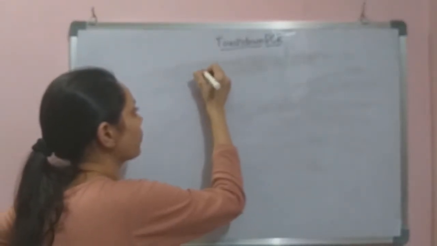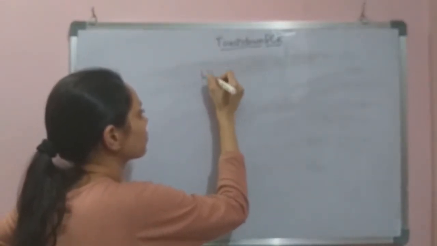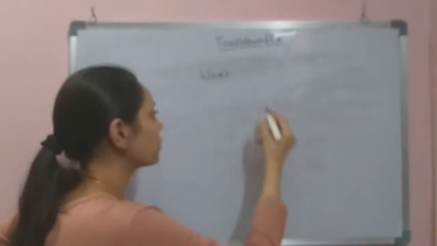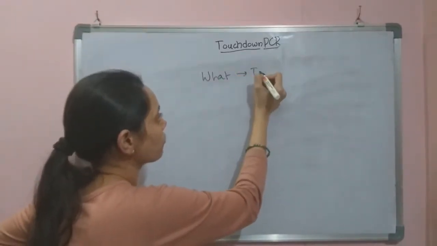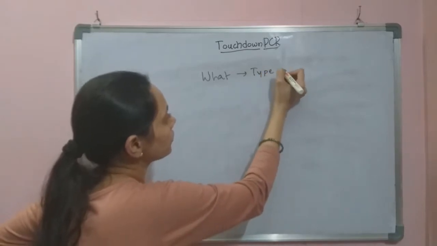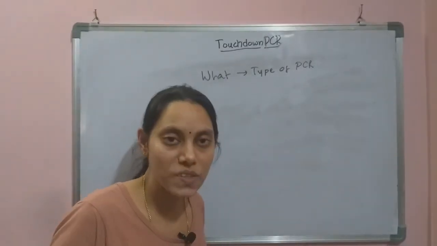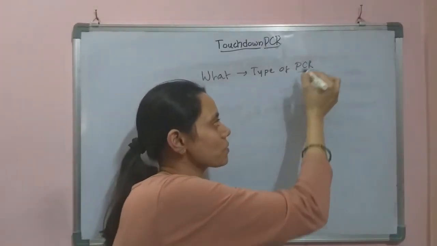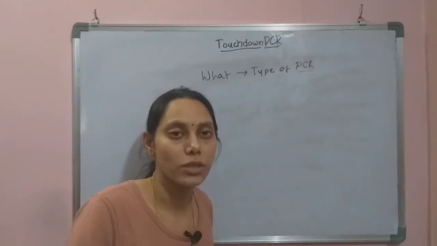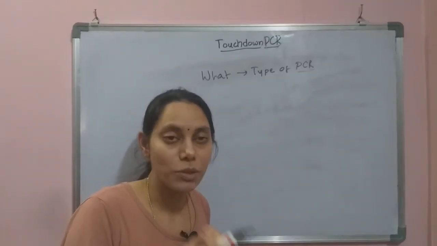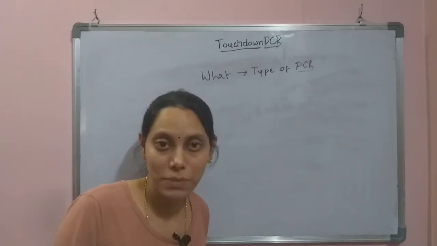Coming to the first point, what is touchdown PCR? Touchdown PCR is a type of PCR, or a variant of PCR. As the name indicates, it's a type of PCR. So first, we need to learn what PCR is. In order to understand touchdown PCR, we must have the basic idea of PCR.